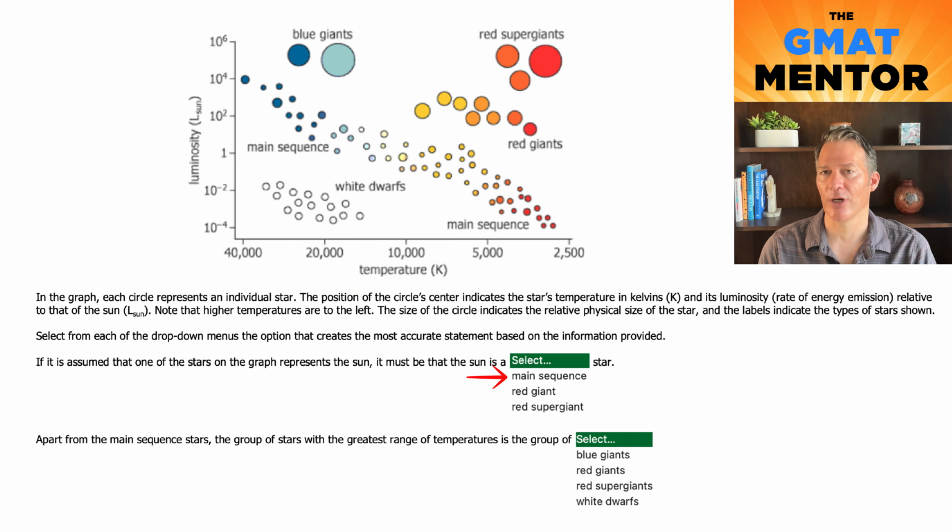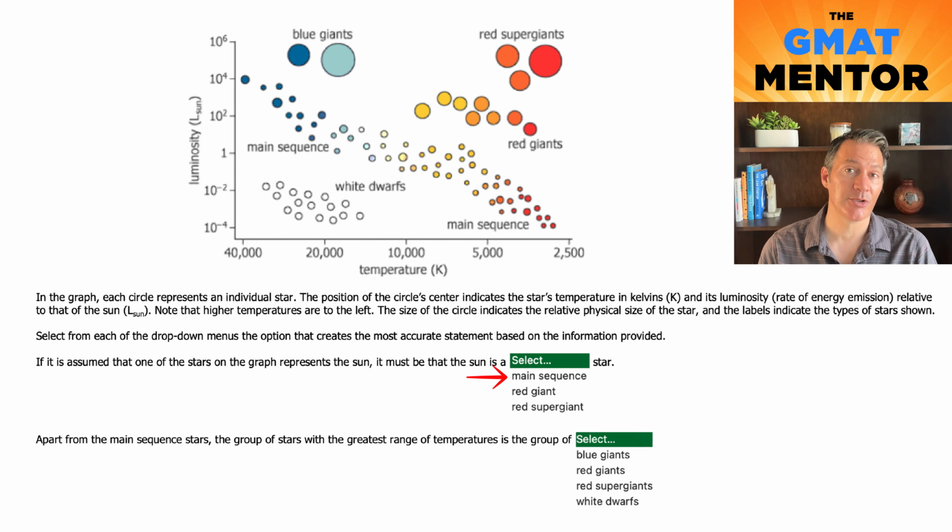Now let's look at the second question. We want the group of stars other than the main sequence with the greatest range of temperatures. If you just eyeball the graph, you might think the answer is red giants. Visually, that group looks pretty spread out. But remember the temperature axis. Because the scale is unusual, visual width does not directly tell us the actual temperature range.